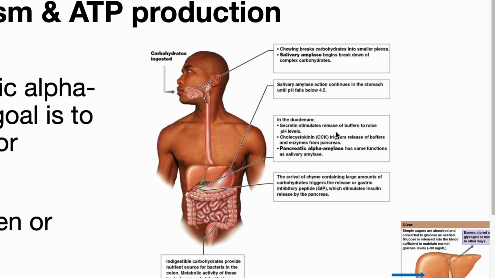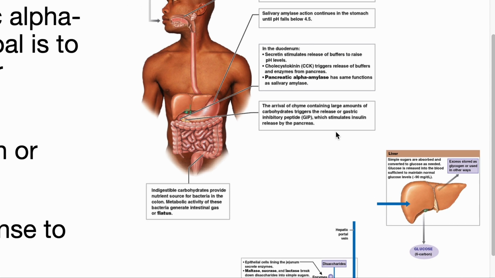We are also going to see that the arrival of chyme in the duodenum is going to trigger the release of GIP, which will stimulate the release of insulin by the pancreas, because we're about to get a whole bunch of glucose headed into our blood. And so we want to make sure that we can regulate that glucose level. And that's the job of insulin, to regulate blood sugar levels. Again, here we can see the indigestible carbohydrates are going to pass through the entire digestive tract. They may increase gas in the intestinal tract.